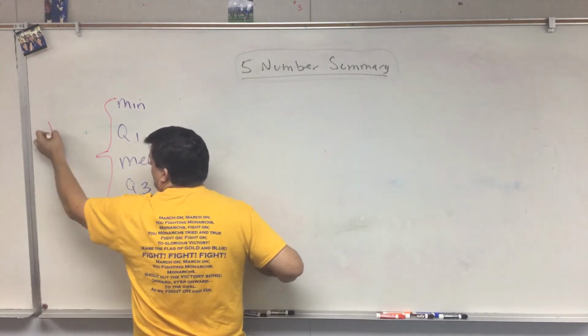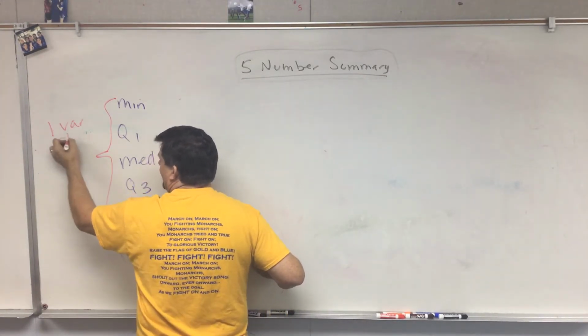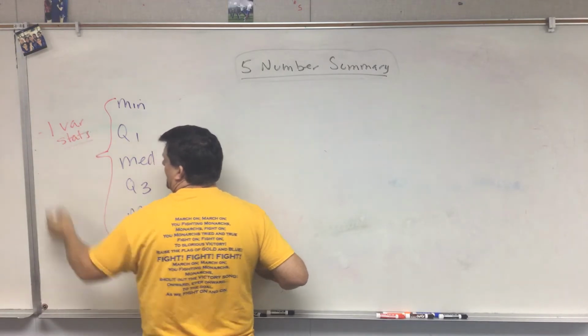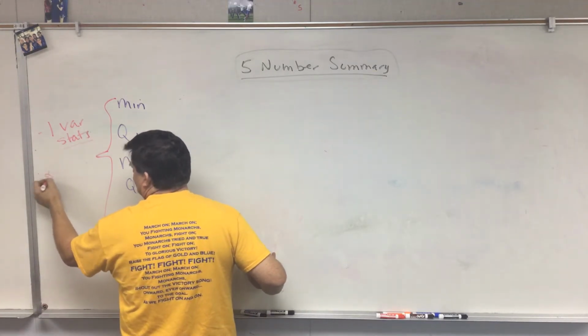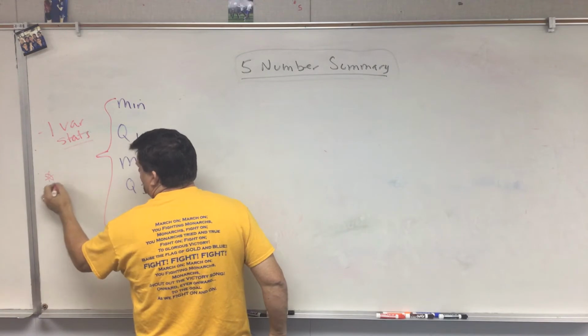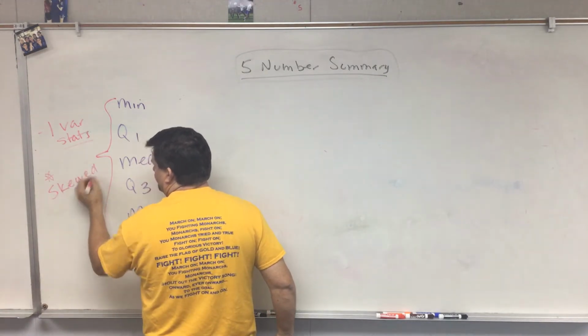All right, so remember, this is a 5-number summary. Two things. You can find it in 1-bar stats in your calculator. It's much easier to deal with. And the second thing is we use these for skewed graphs.